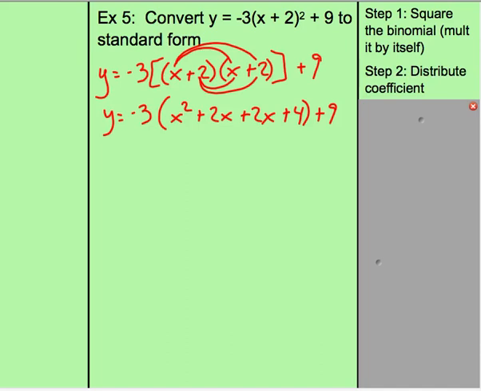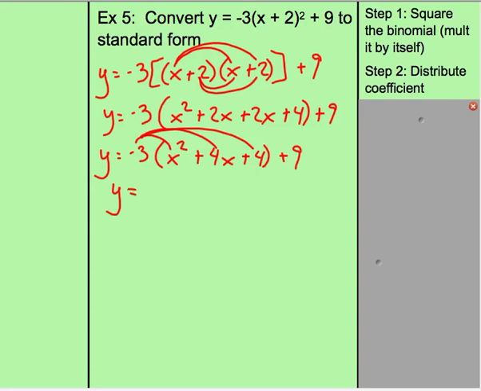Combine the like terms while you distribute the coefficient, or I would actually recommend doing those in 2 separate steps. 2x plus 2x is 4x. Only distribute the coefficient to what's in parentheses. Don't distribute it to that plus 9 that's on the outside. Negative 3 times x squared is negative 3x squared. Negative 3 times 4x is negative 12x. Negative 3 times 4 is negative 12. And the plus 9 will be our combining like terms.